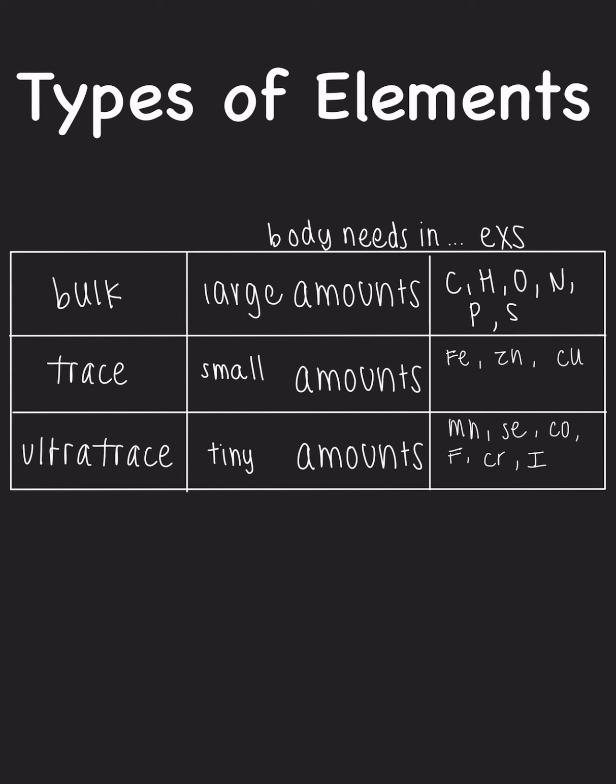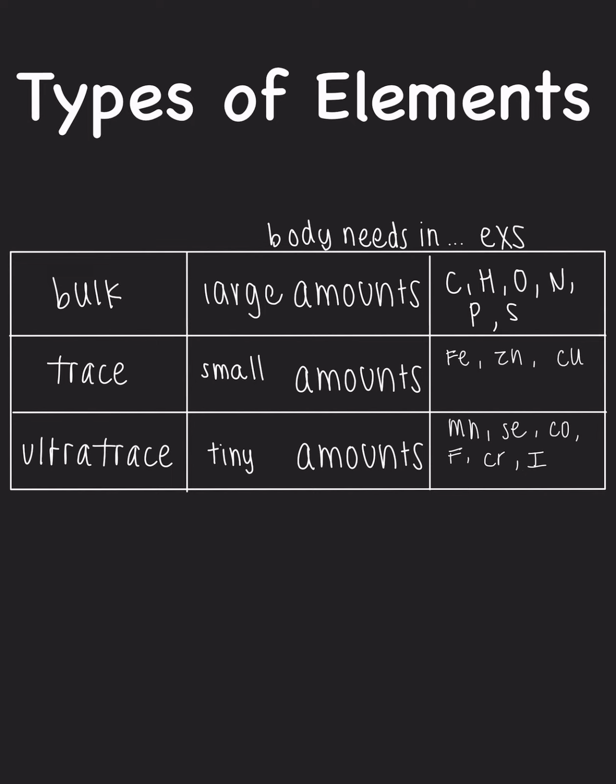So let's jump back. Types of elements. What you're going to hear is what is a bulk element, what is a trace element, what is an ultra trace. So let's get into it. For bulk, think about going to Sam's or Costco. Instead of buying one water bottle, you're going to buy in bulk, like the 24 or 32 bottle count, right?